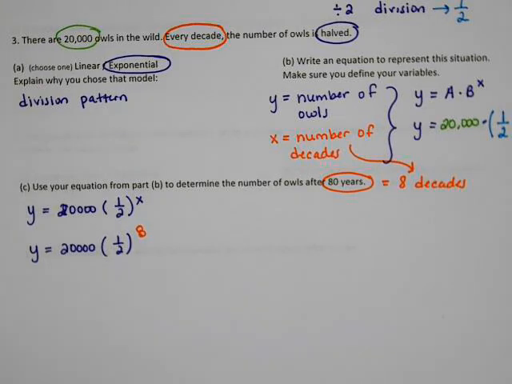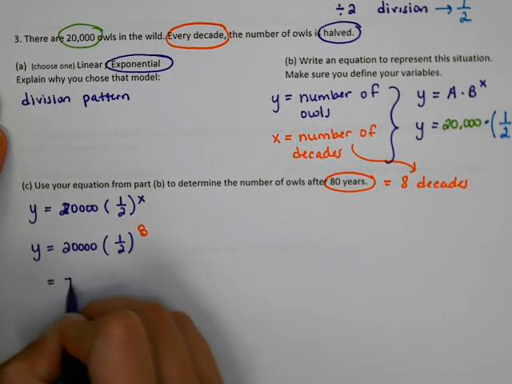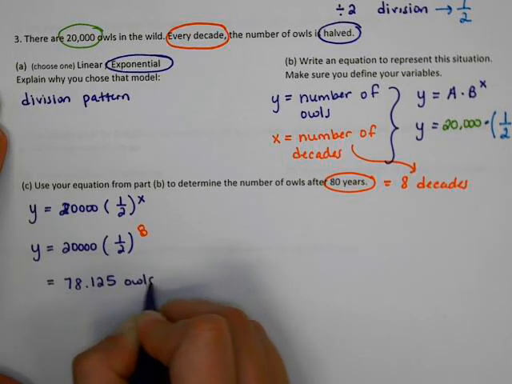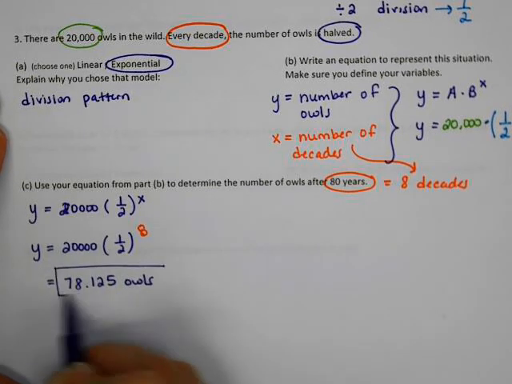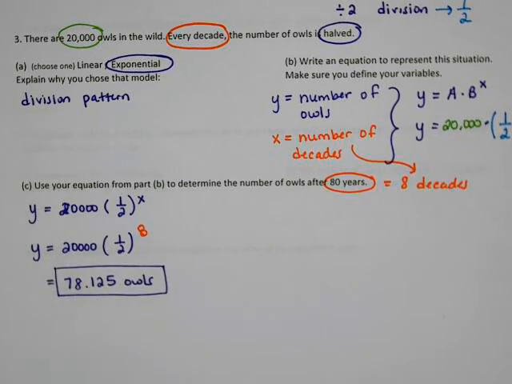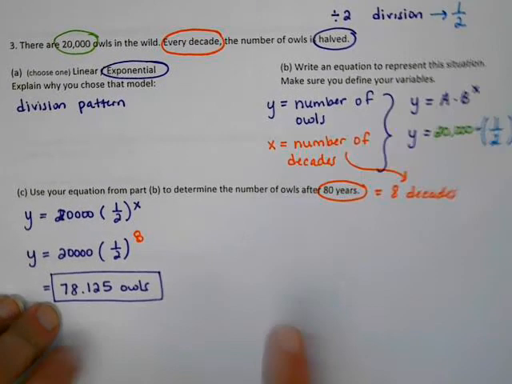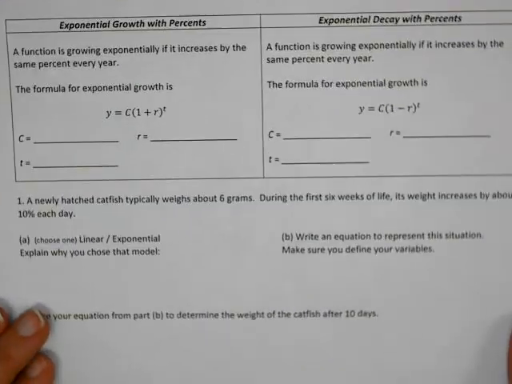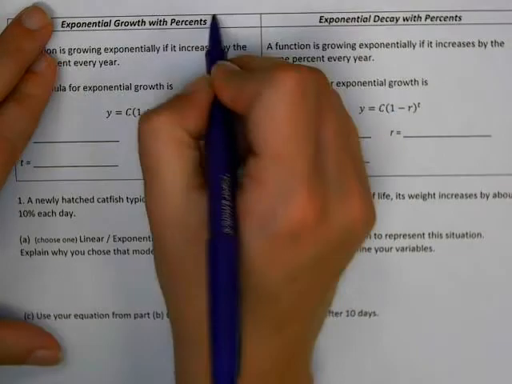And I get 78.125 as my final answer. Now, since I'm counting the number of owls, I would give that a label of owls. Obviously, in the real world, it would be impossible to have 78.125 owls, but it means we're going to have around 78 owls left.